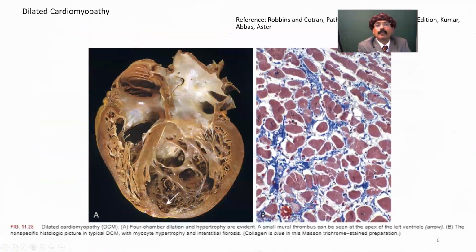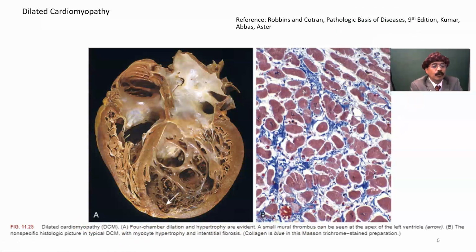Okay, so here is the dilated cardiomyopathy. We're seeing the fibrous tissue here, collagen is here, and this is the muscle, cardiac muscle. Four-chamber dilation, so the heart will be enlarged in size. A small mural thrombus can be seen at the apex of the left ventricle. This is the apex of the left ventricle. This is the small mural thrombus.